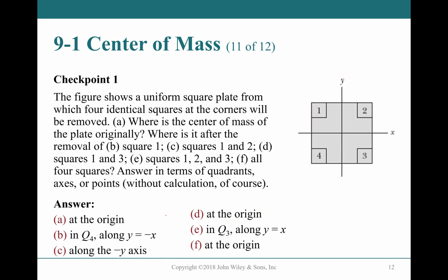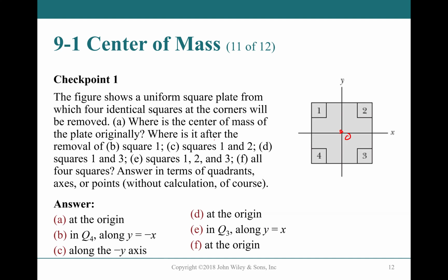Okay. So we can take a look at this checkpoint. It reviews the definition of COM. See this figure? The figure shows a uniform square plate from which 4 identical squares at the corners will be removed. So A, where is the center of mass of the plate originally? It should be here, right? Because it's symmetric about x and symmetric about y.